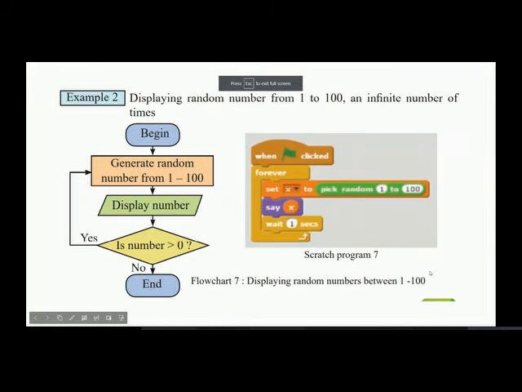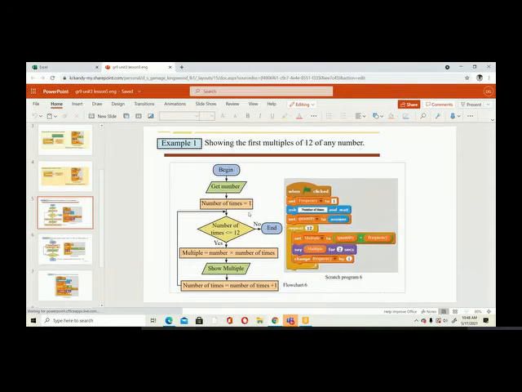Next one is, I'm going to display a random number from 1 to 100, right? Infinite number of times. That means forever. We are not going to enter anything. The program itself will display this random number. Now let's make this program.